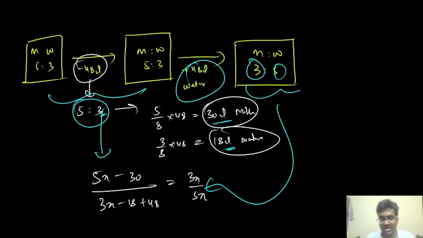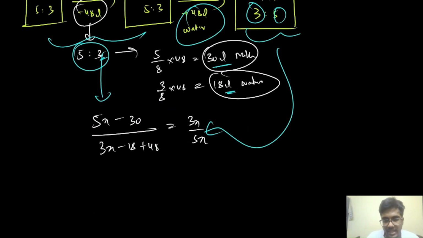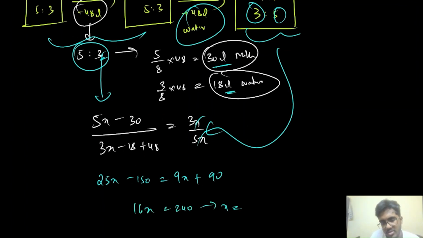Now if you solve this equation, what do you get? You get 5 into 5, that is 25x minus 150, is equal to 3 into 3x, that is 9x, plus 150 on the other side. So 3 into 30, that is 90. You get 16x equal to 240. You get the value of x to be equal to 15. I guess so, I'm not sure. Okay, x to be equal to 50.